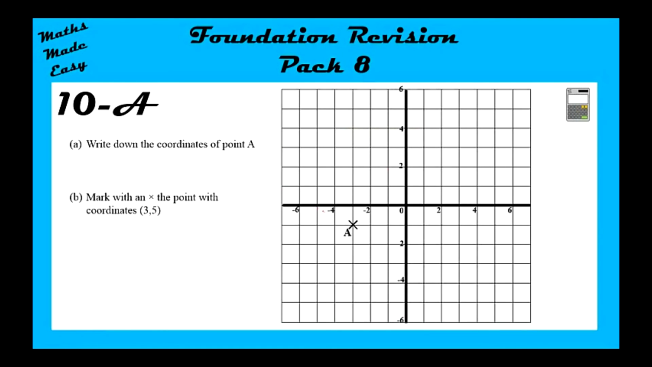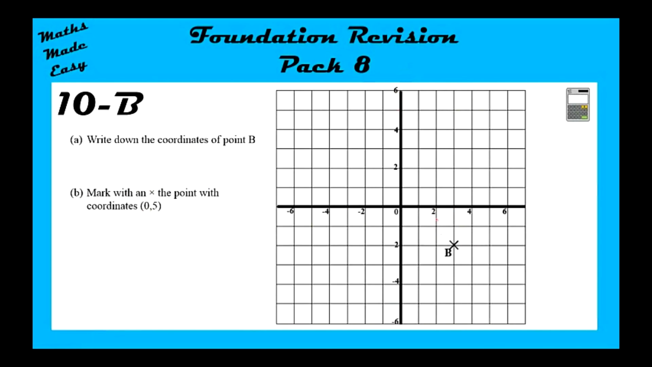Question 10a, write down the coordinates at point A. Check the x-axis first, this one, then the y-axis. So the x-axis is at -3, and the y-axis is at -1, so -3, -1. Plot on the point 3, 5, go to 3 here on the x-axis, 5 on the y-axis, mark across where they meet, so right there.